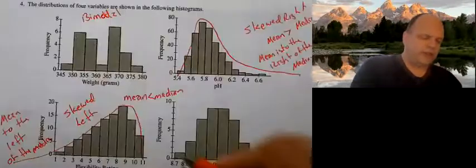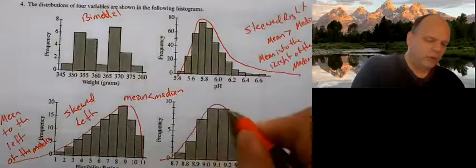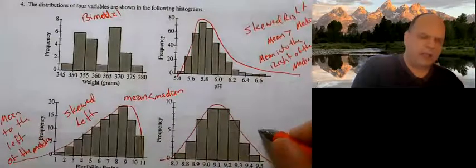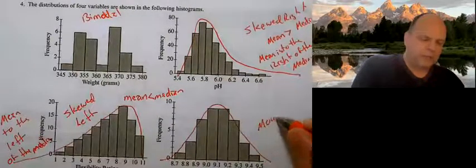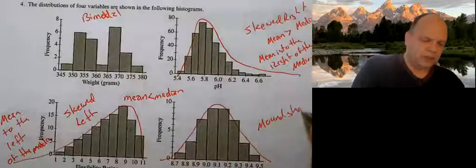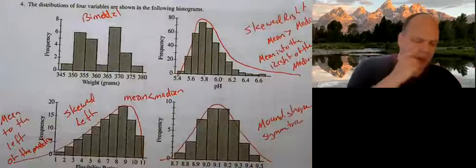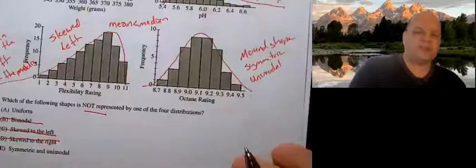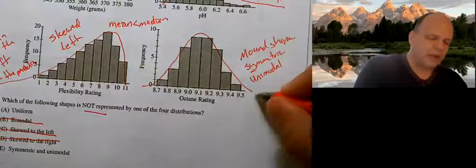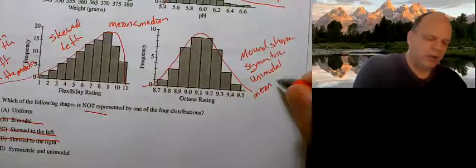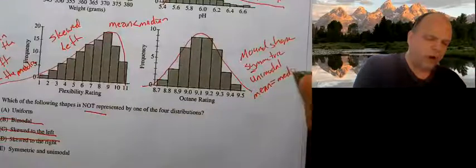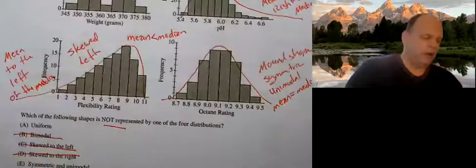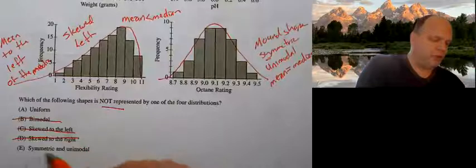And then I look at this last thing, and I certainly don't know if it's normal or not, but it's definitely mound shaped. It's definitely symmetric, and I only have one mode. And because it's symmetric, the mean will equal the median. And that is always the case for symmetric data. All right, so they happen to have symmetric and unimodal.